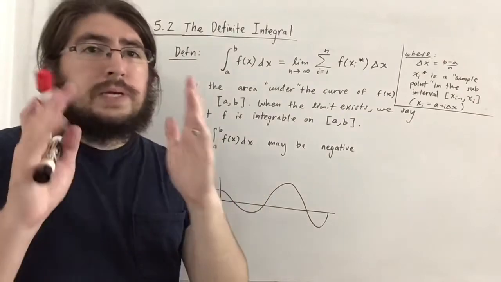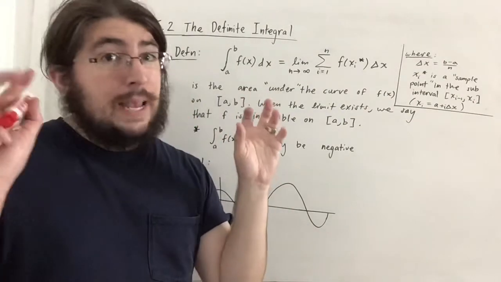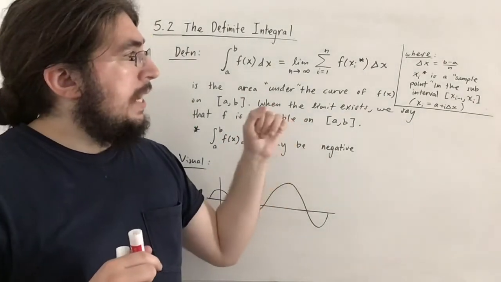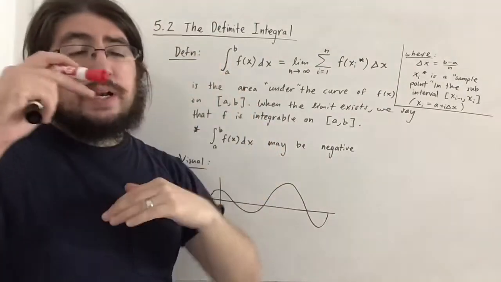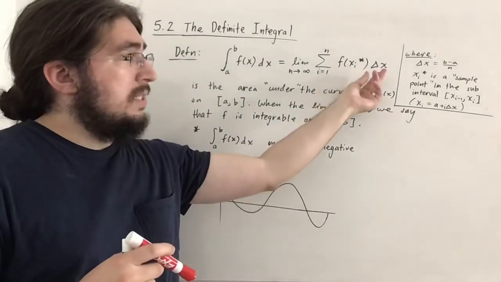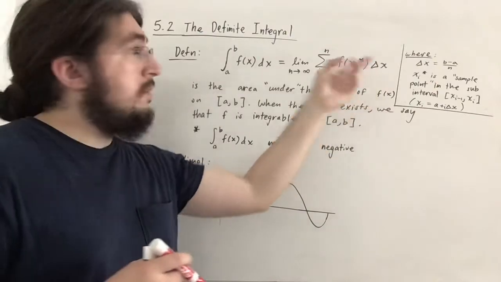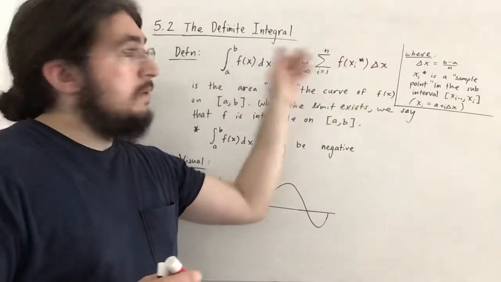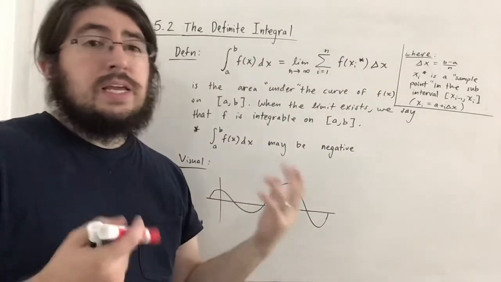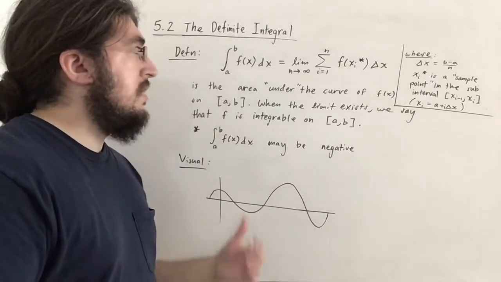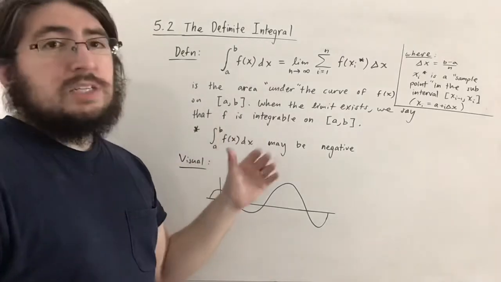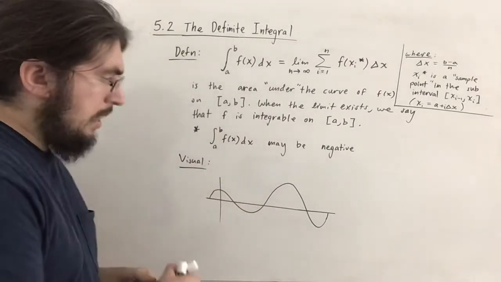So basically you just pick some random point in between, that's your so-called sample point, and when you project that to the function you get a height. Multiply that by delta x, the width, and you get the area of the rectangle. Sum over n many rectangles, and then take the limit as n goes to infinity, and you get the exact area under the curve.